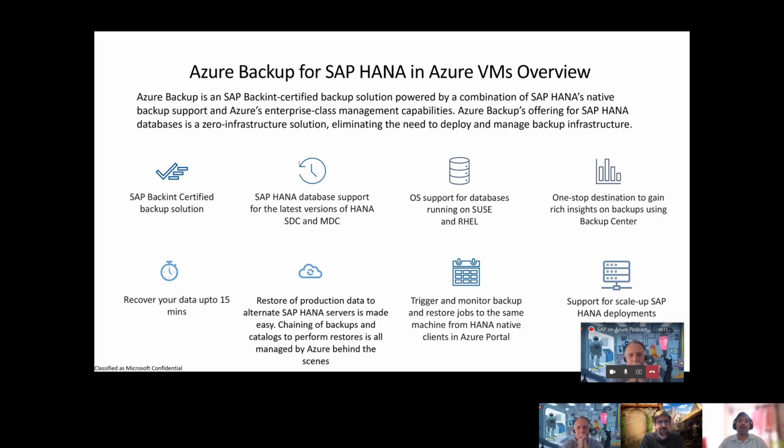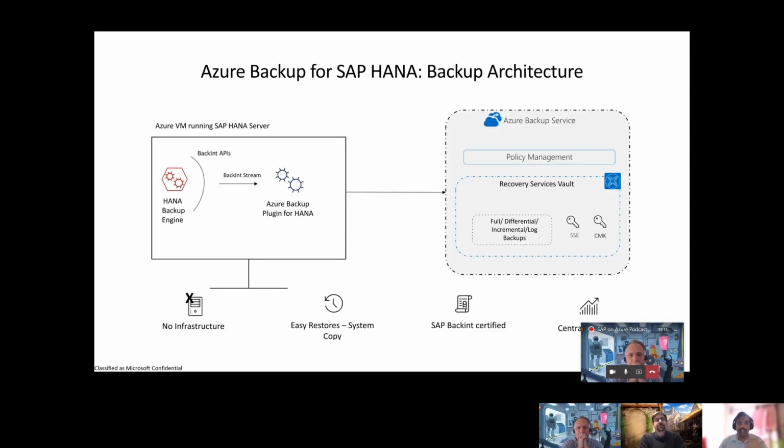So to understand how we do it, let's look at an architecture. It's a pretty simple architecture, to be fair. We are integrated with the backend. So we talk to the HANA backup engine through our own HANA users. And whenever the HANA backend gives us streams, we read from those streams and transfer them to the Recovery Services vault. All types of backups are supported: fulls, differentials, incrementals, and logs. And as I said before, once they are in the Recovery Services vault, you could encrypt them at rest using the platform key, which is the default, or you could choose to use a customer managed key.